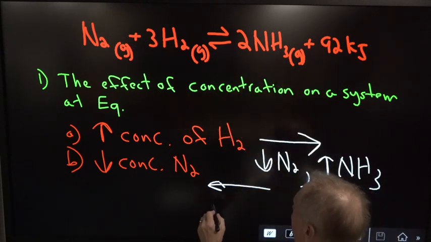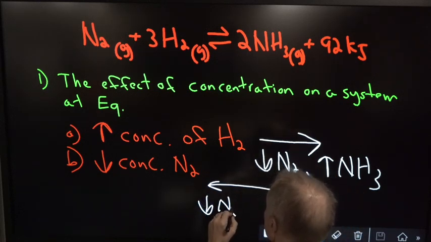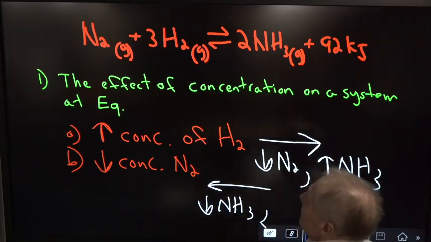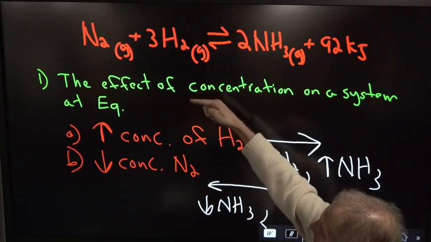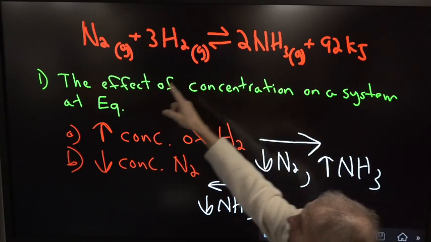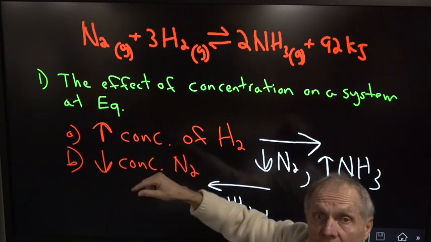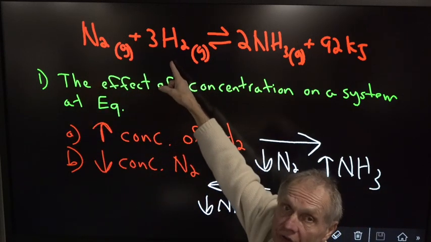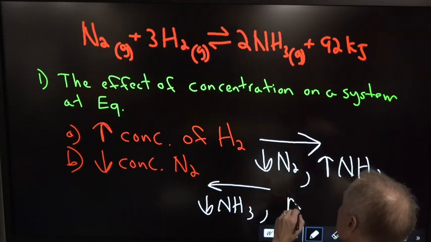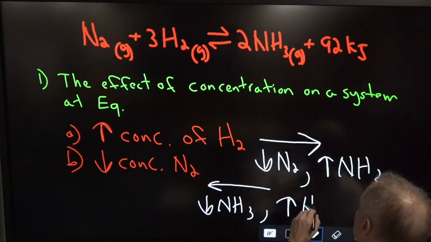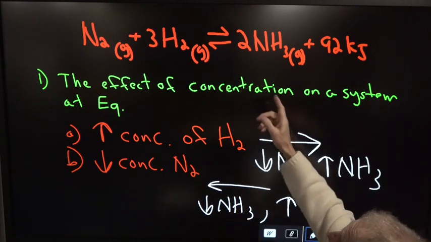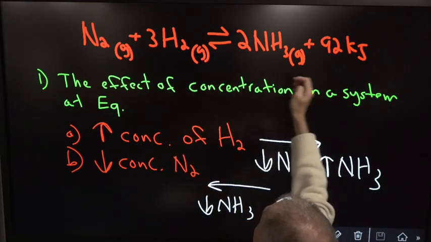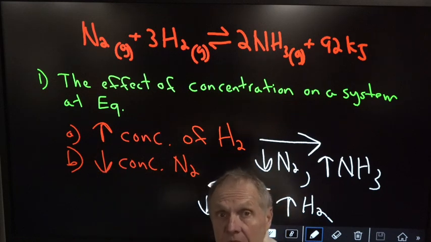obviously the NH3 is decreasing. And if it's breaking apart this way, the N's are going to start filling up the N's where we took them out, and the H's are going to start to increase. So we have an increase in H2. So that's what would happen if we took out some N2, the reaction would fire to the left.